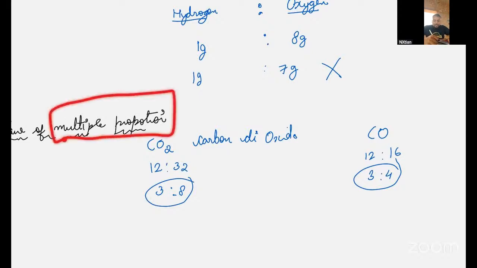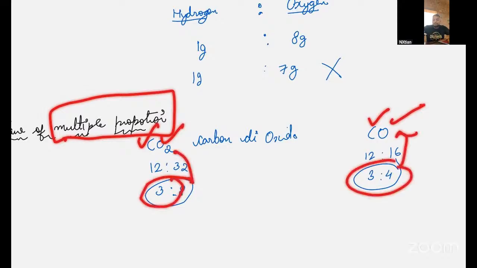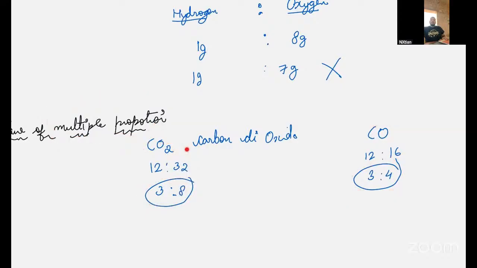The same elements are there, carbon and oxygen, but they have different ratios to make different compounds, not the same compound. Are you with me? Yes, sir. So this is called the law of multiple proportion: the same elements can combine in fixed mass ratios to make different compounds. Simple as that.